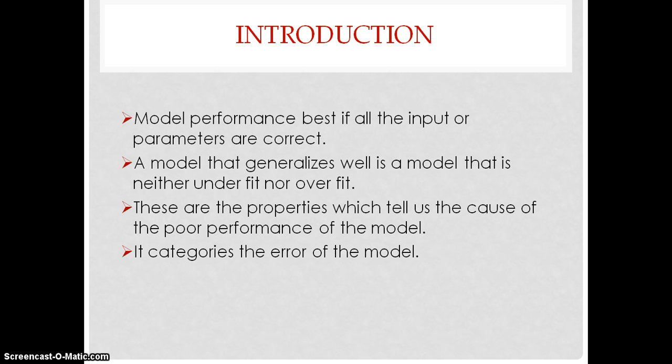So the model that generalizes well is a model that is neither underfit nor overfit, which categorizes the output in an efficient way. These are the properties which tell us the cause of the poor performance of the model, and they categorize the error of the model. So these two things will tell us the type of error, and it will categorize the performance of a model.